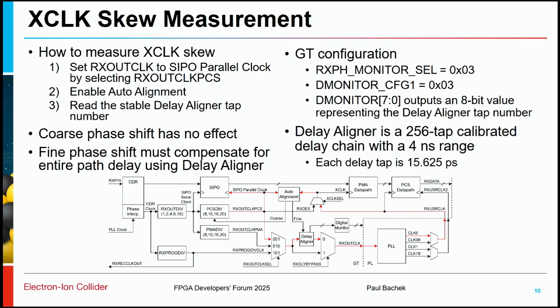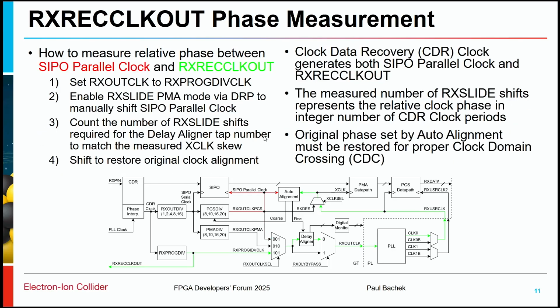And the delay aligner is just basically a 256 tap delay chain, which is used to align the X clock and the deserializer clock to make sure you have a valid clock domain crossing in the receive path. So this measured delay value is not much use to us by itself, but we can use it to find the phase difference between the SIPO parallel clock, the deserializer clock, and the recovered clock in green. We can notice that they're both generated by the CDR clock that comes out of the phase interpolator, and then we know, therefore, that they have to only differ by an integer number of that higher clock frequency periods.